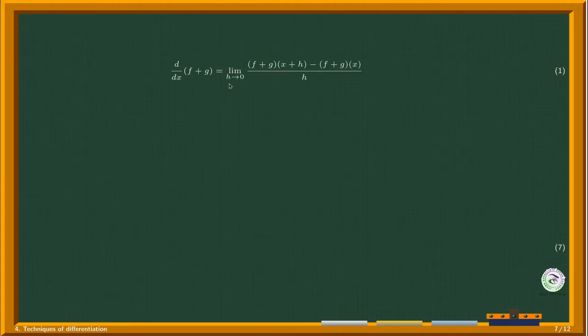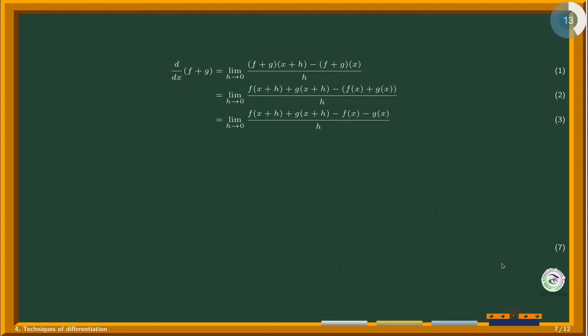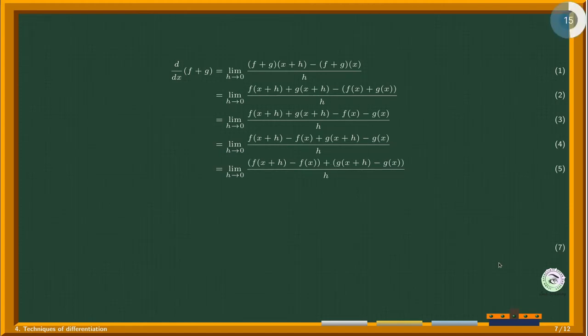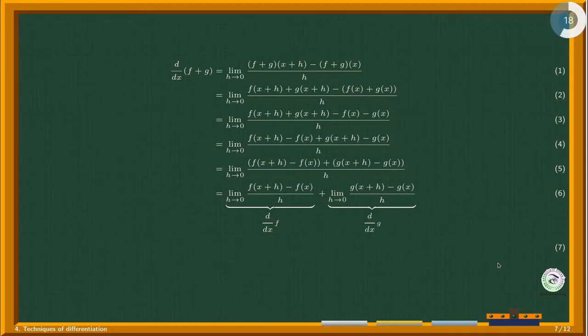The definition of derivative gives 1. To add two functions, we add their outputs, and we get 2. Distributing the negative sign takes us to 3. The commutative law for real numbers allows us to rearrange terms. We get 4. Applying the associative law to 4 gives 5. Applying the sum rule for limits gives 6. The first term is the derivative of f, and the second term is the derivative of g. The proof is complete.